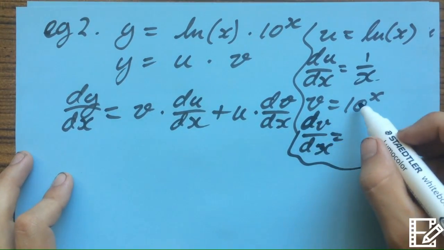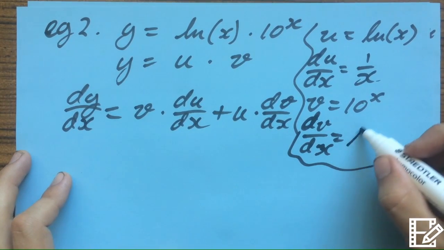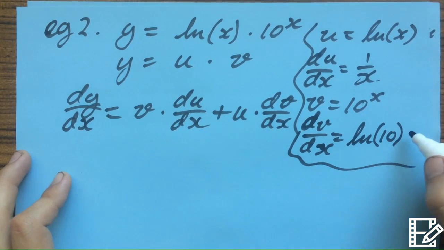But the derivative of 10 to the power of x is just like before. You have the ln of that number, in this case it's 10, and you multiply it by that number to the power of x.